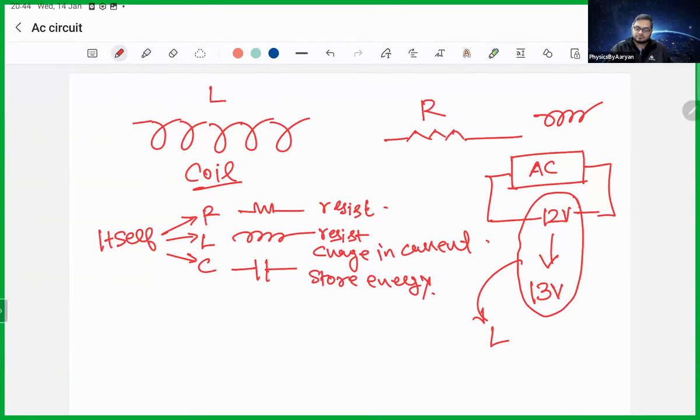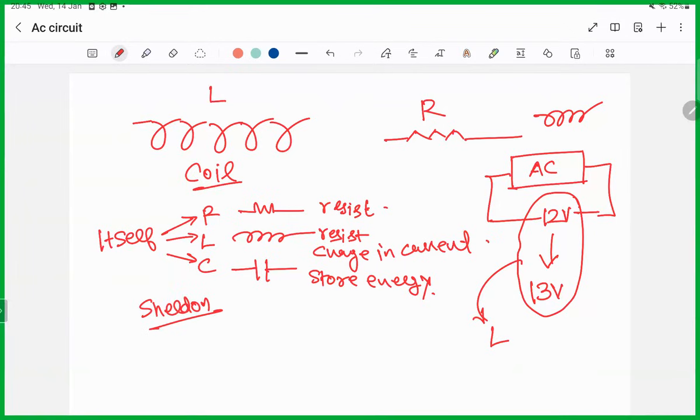It is like Sheldon Cooper. No, everyone knows. Yes, sir. He is basically trying to resist the change. Once you bring that change, then he is comfortable. Then your inductance is gone.